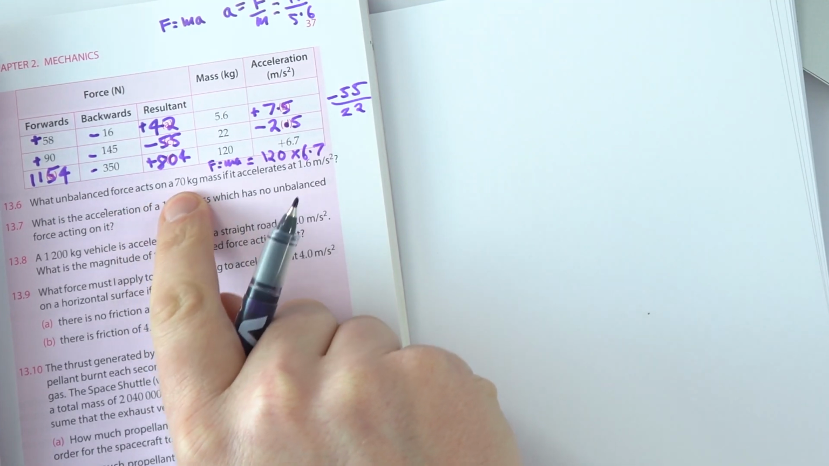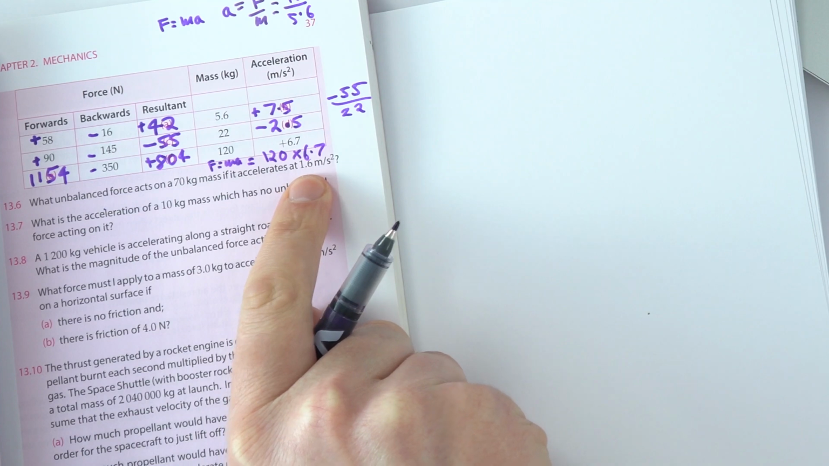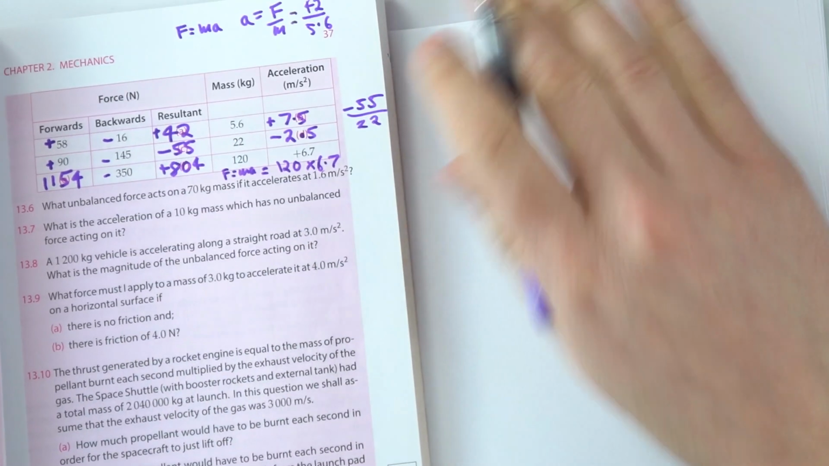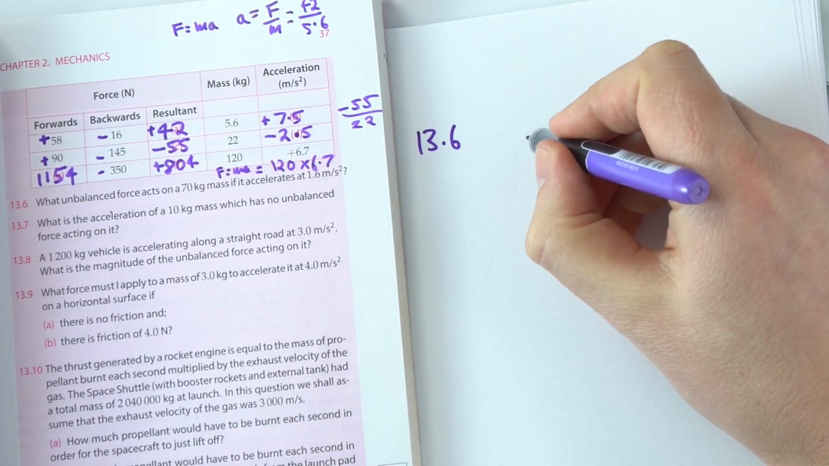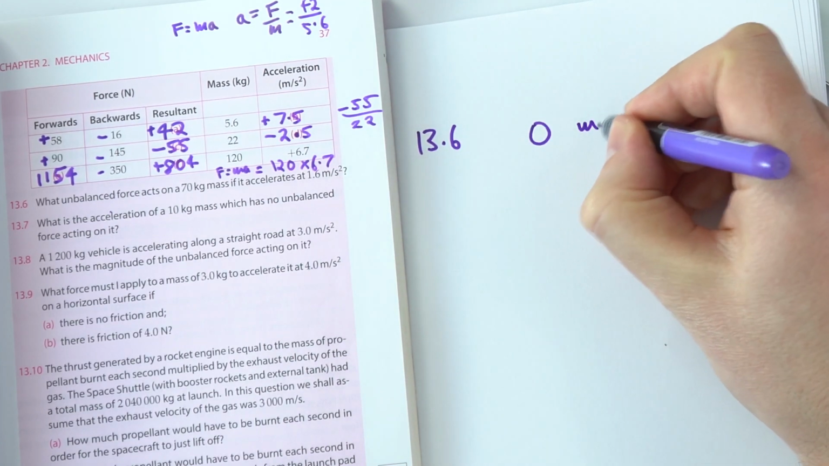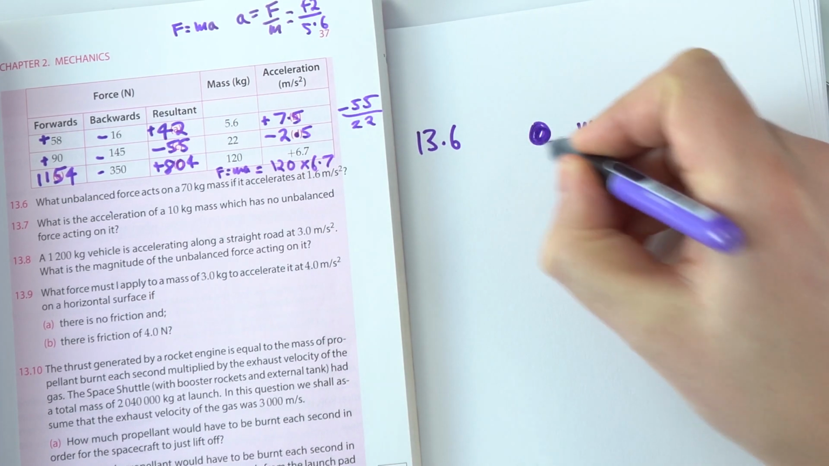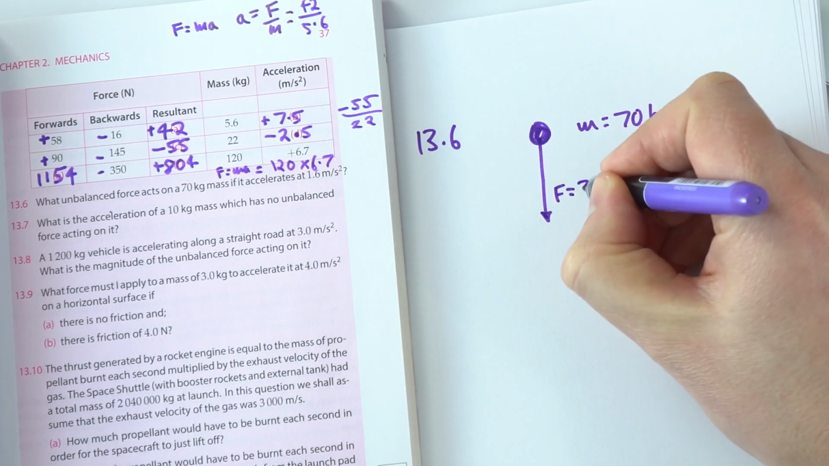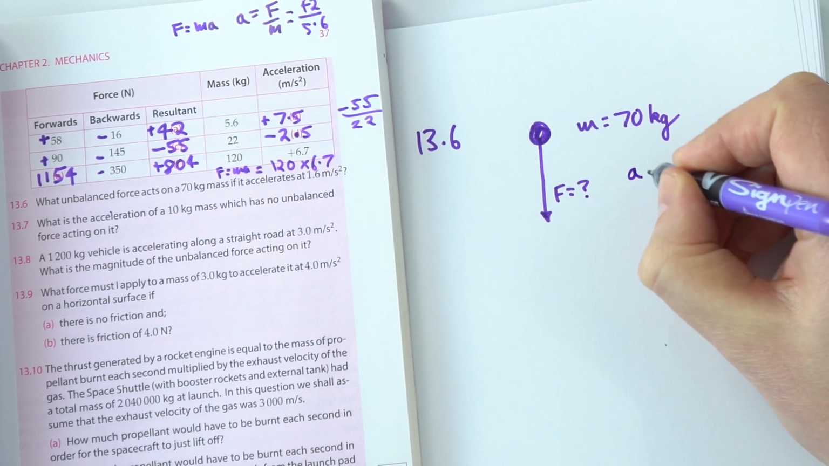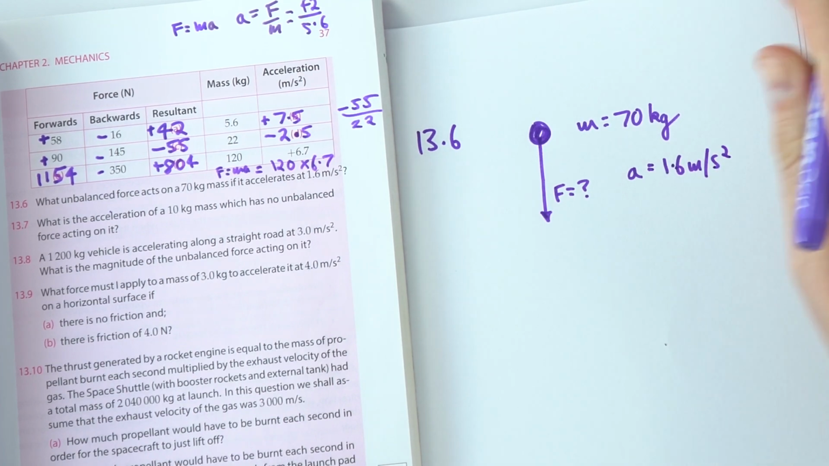13.6. What is the unbalanced force that acts on a 70 kilogram mass if it accelerates at 1.6 meters per second squared? So I'm just going to draw a diagram. So this is my mass, and I know it's 70 kilograms because I've just said that. It's got a force acting on it, and we don't know the size of that force, but we know that it accelerates at 1.6 meters per second squared.